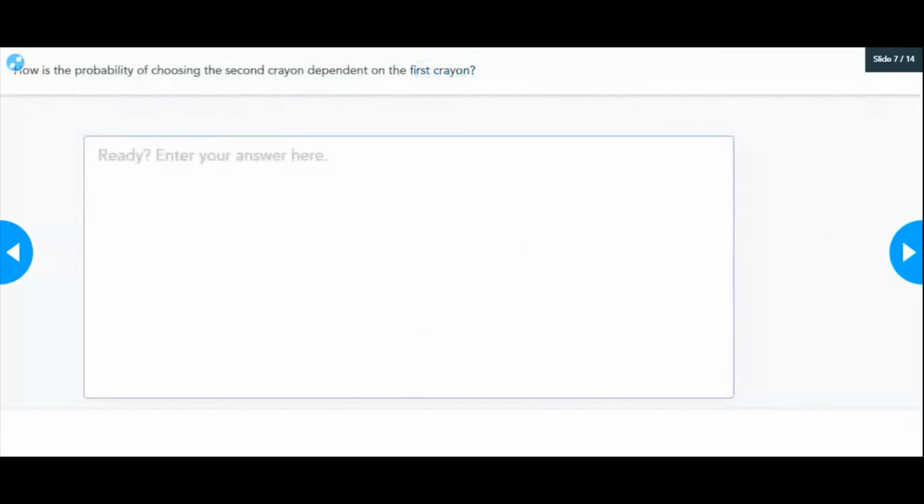How is the probability of choosing the second crayon dependent on the first crayon? I want you to enter your answer here. Think about how pulling the second crayon depends on what you pulled out for the first crayon, and write a quick sentence about your understanding of that question. So go ahead and pause the video, submit that answer, and then keep moving.